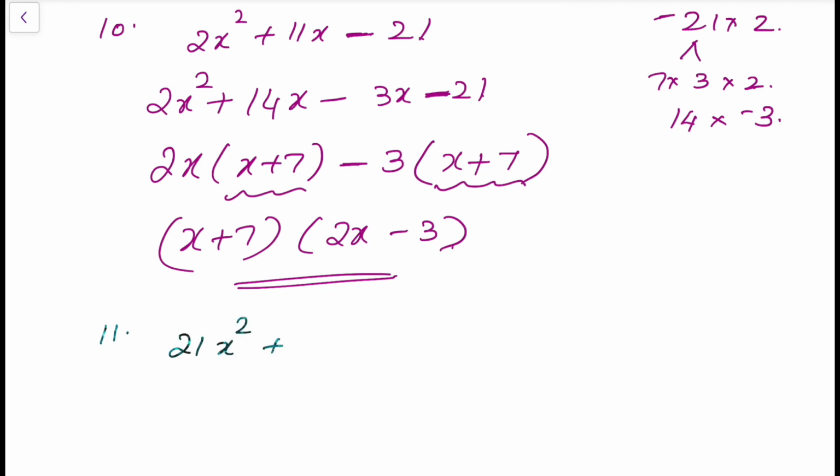21x squared plus 5x minus 6. Now, 21 into 6. So, 21 and 6 if you subtract or add, you will not get 5. So, you will split it 7 into 3, then yes 6.